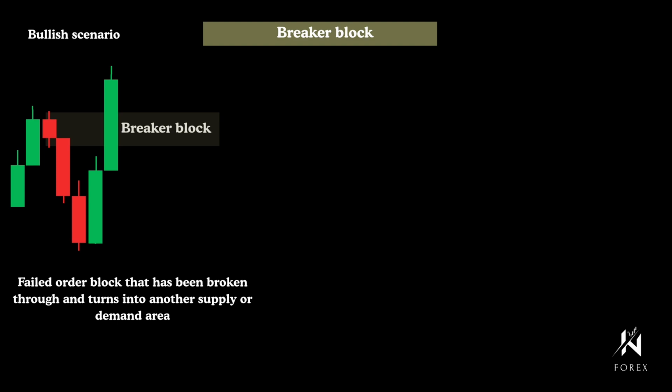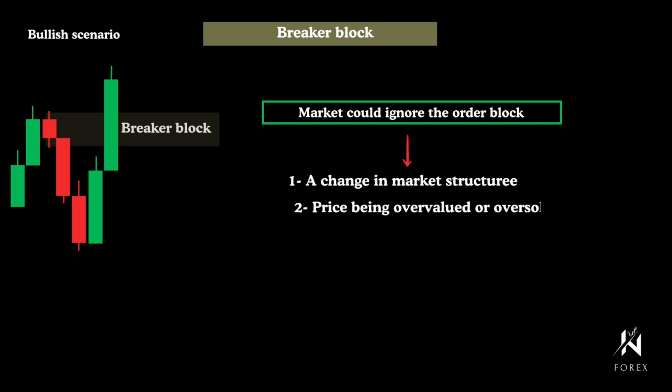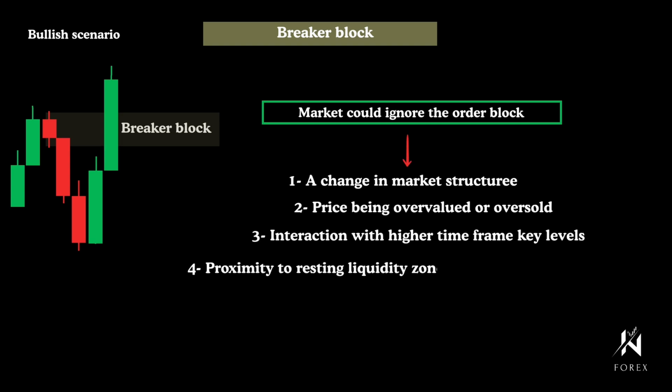Markets may ignore certain order blocks due to various factors, such as a change in market structure, price being overvalued or oversold, interaction with higher time frame key levels, proximity to resting liquidity zones just above or below the block. Key characteristics of a breaker block: it forms when a previously respected order block is invalidated, becomes a new zone of interest, supply or demand, after the breakout.